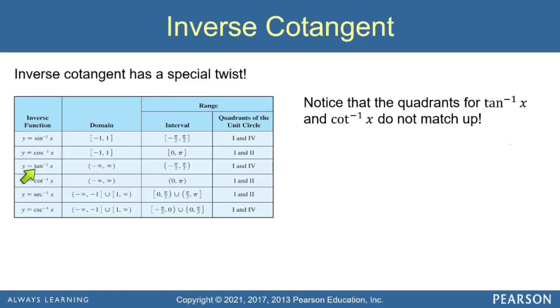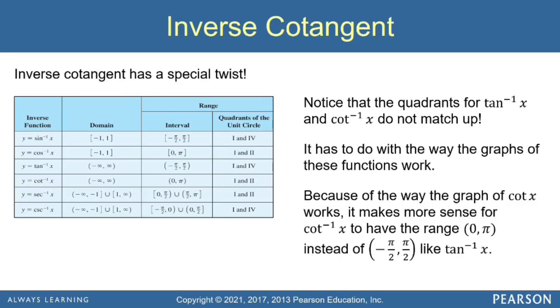So when we think about inverse tangent, we know that the answer has to be in either quadrant 1 or quadrant 4. We would expect inverse cotangent to do the same thing, but it does not. And there's a reason for that, and it has to do with the way the graphs of these functions work. Now I know that in this course we have not looked at the graphs of tangent or cotangent, so you'll just have to take my word for it.